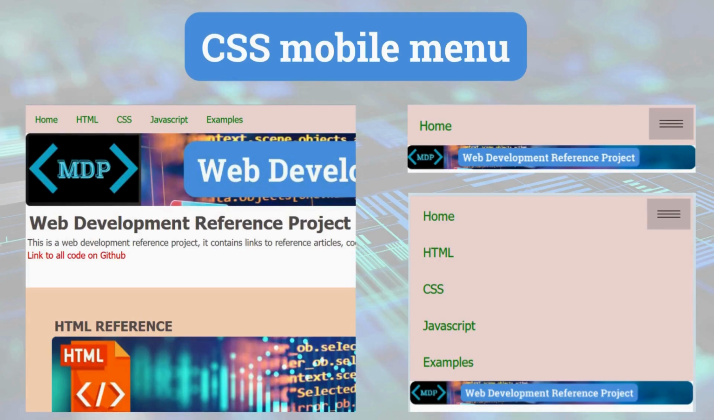Here we can see on the left in the reference project, the HTML links on the top for home, HTML, CSS, JavaScript, and examples. And on the right, we can see the same thing on mobile. On the top, we can see that the menu hasn't been expanded. And on the bottom, we can see what happens when you click on the menu burger icon on the top right. The links expand downwards.